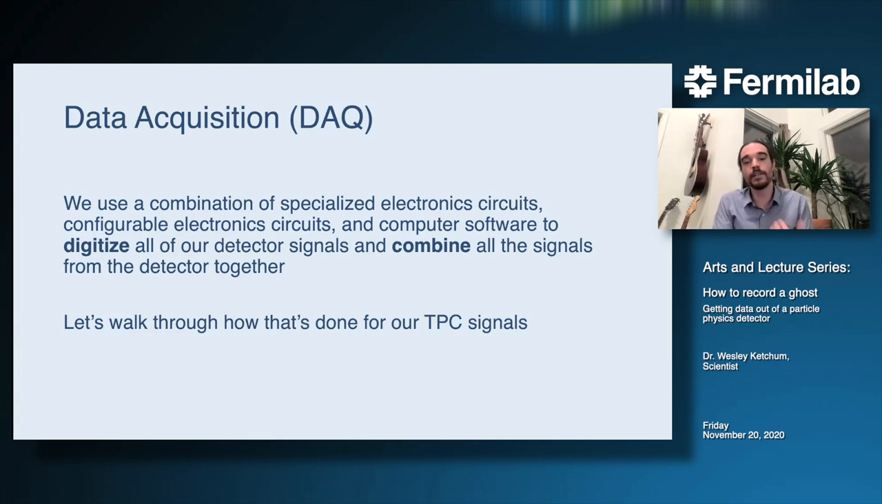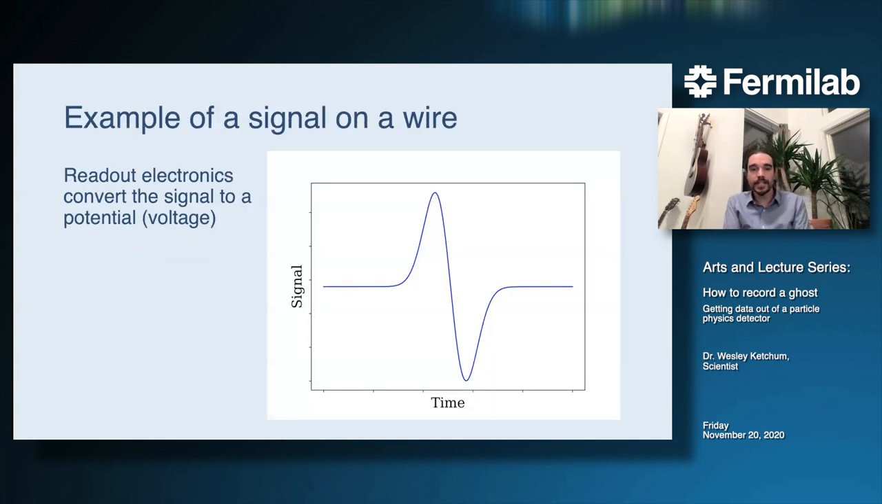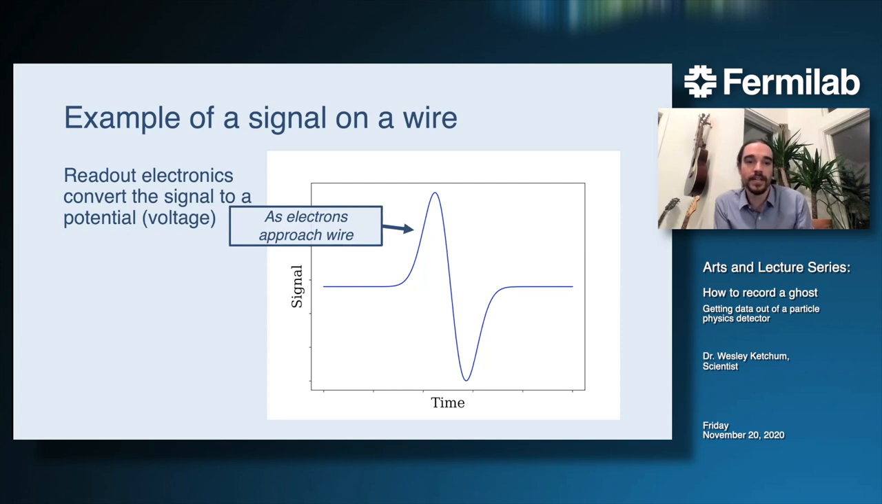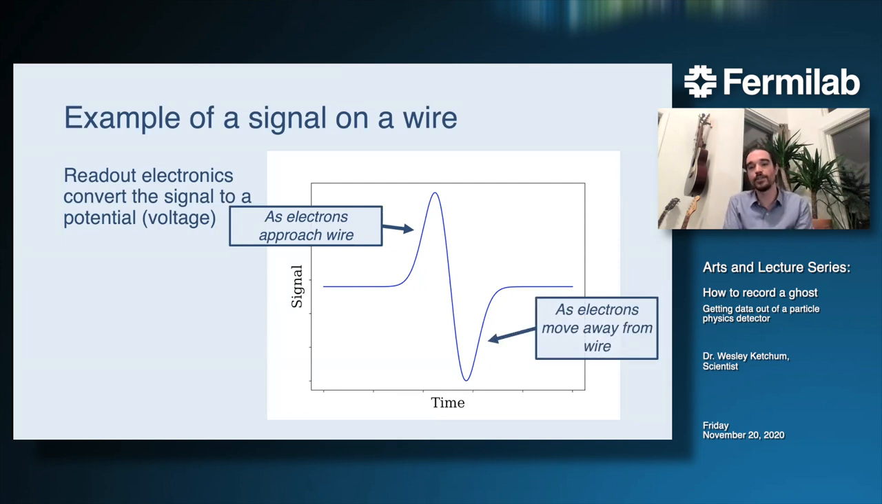So let's walk through a little bit of how that's done for our TPC signals and some of the pieces there. Here's an example of what a signal on a wire looks like in a very simple way. As those electrons come to the wires, they'll induce a current that we can turn into a voltage. That'll leave a positive voltage as they're approaching the wire. And then as they move past that wire, they'll induce a current in the opposite direction, giving us a voltage drop.